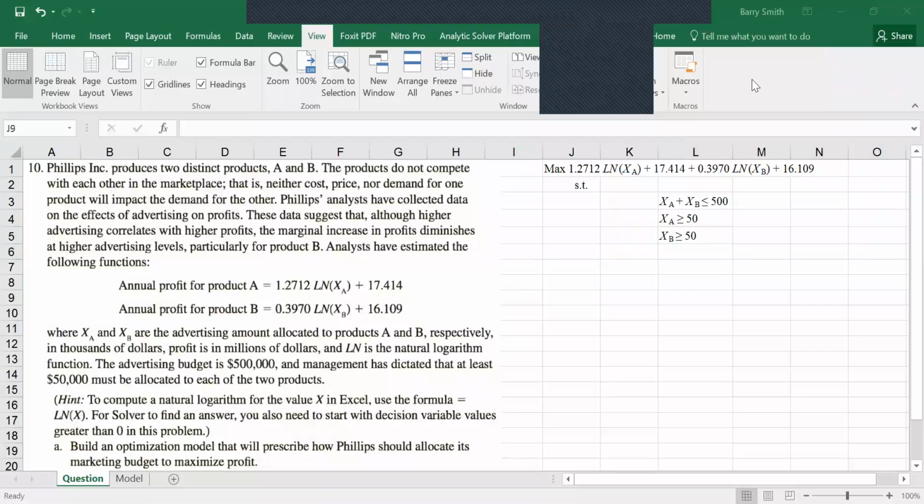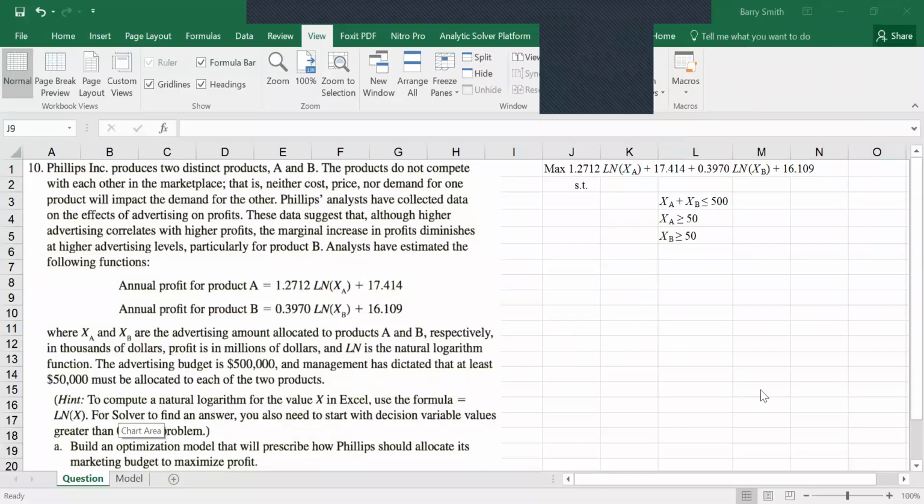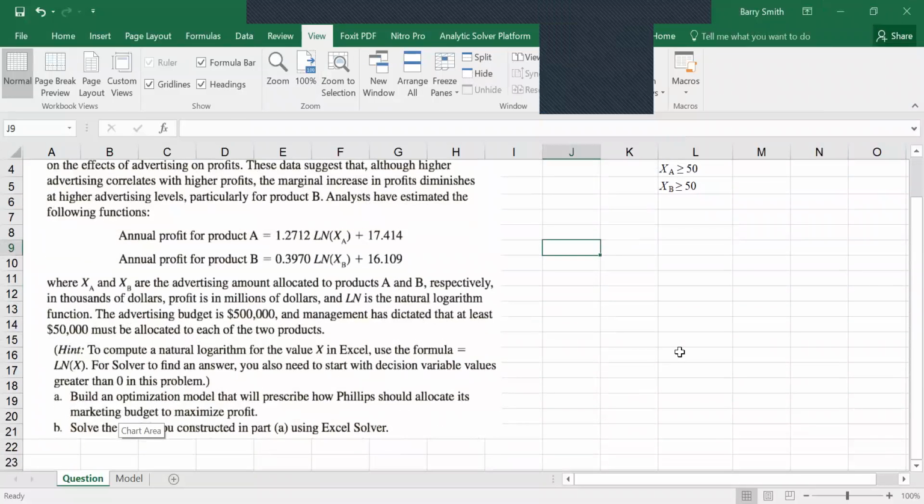These data suggest that although higher advertising correlates with higher profits, the marginal increase in profits diminishes at higher advertising levels, particularly for product B. Analysts have estimated the following functions. The annual profit for product A is 1.2712 times the ln of x sub A plus 17.414. For B, it's 0.3970 ln of x sub B plus 16.109, where x sub A and x sub B are the advertising amount allocated to products A and B respectively in thousands of dollars. Profit is in millions of dollars, and ln is the natural logarithm function.